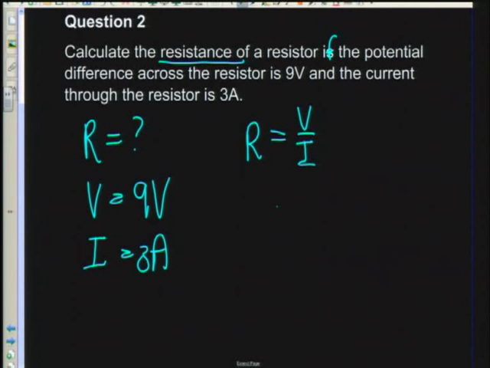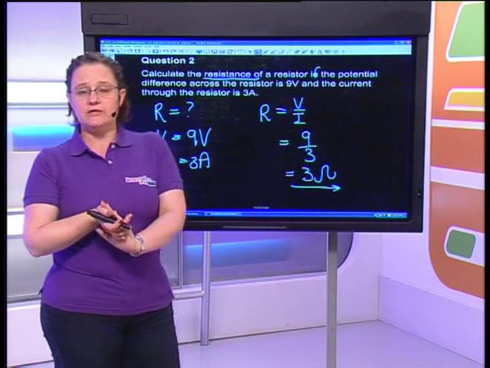Substituting what we know, that gives me 9 divided by 3. Hopefully we can do this in our heads, but if not, we take out our calculators: 9 divided by 3 gives me 3 ohms. Okay, it looks like a little Mexican hat, not as nice as when it's typed, but it's still the right thing, we know what you're talking about.